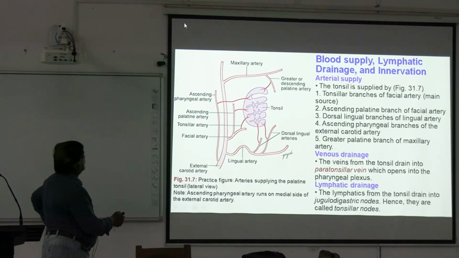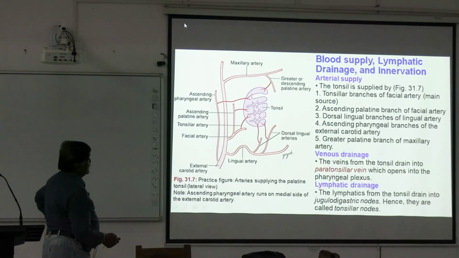Now this is the maxillary. This is the descending palatine, greater descending palatine. These are the dorsal lingual arteries. This is the tonsil. Now, greater palatine branch of the maxillary artery. The veins from the tonsils drain into the paratonsillar vein, which opens into the pharyngeal plexus.